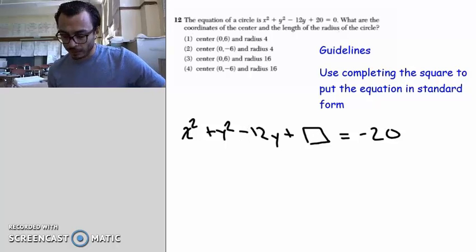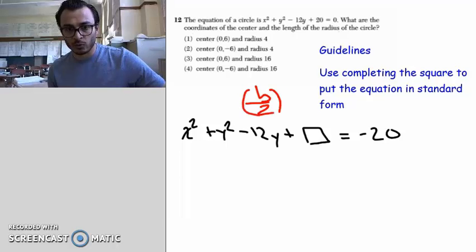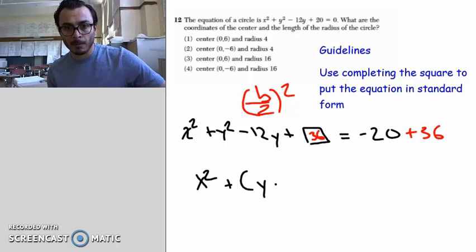So what goes in the box? Inside the box, we do b divided by 2, squared. So let's take this negative 12 divided by 2 and square it. If we do that, we will get 36. So we add 36 on this side and we add 36 on this side. So we get x squared plus (y minus 6) squared equals 16.